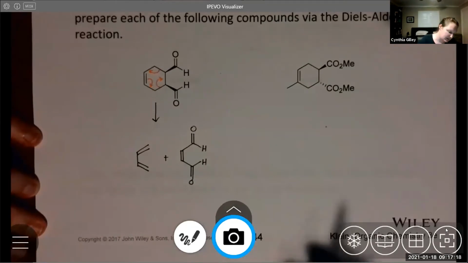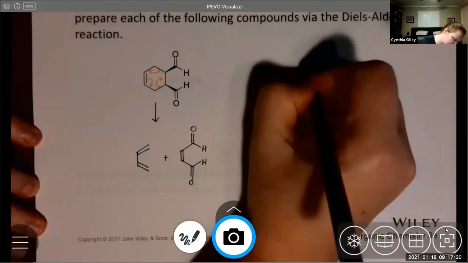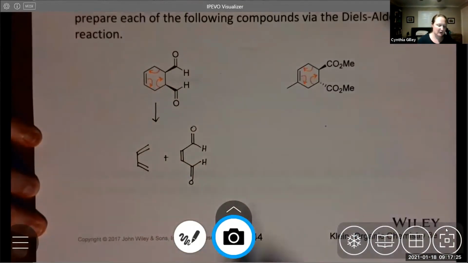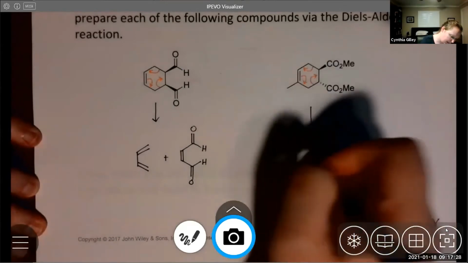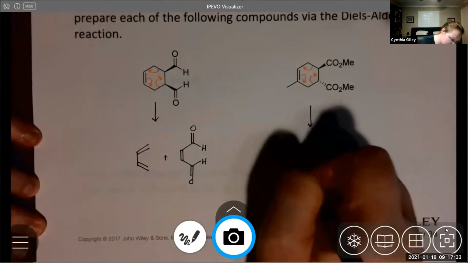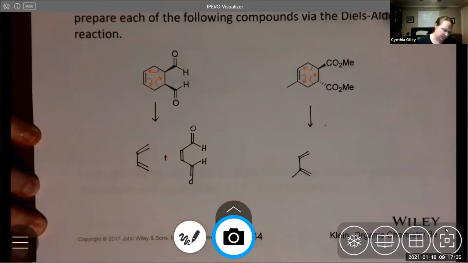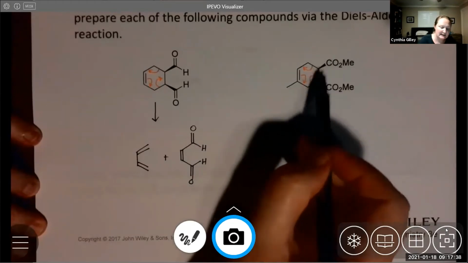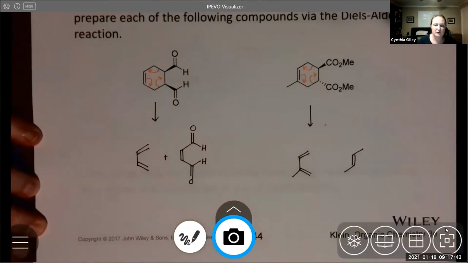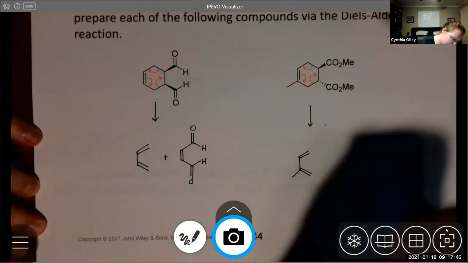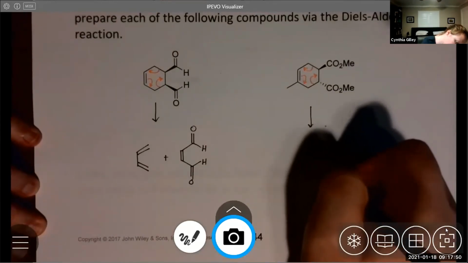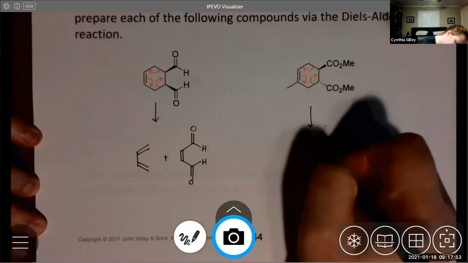Doing the same analysis with the other one, we're going to draw the same arrows, looking at the retro Diels-Alder reaction. In this case, we have a methyl group here, so the diene is going to possess that same methyl group. And then the trans disubstitution means that the two groups were trans, or E, in their relative orientation before the reaction.